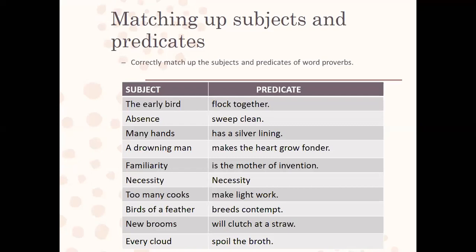Good. Many hands make light work. A drowning man. The fourth one, the drowning man. Look at the predicate second last: will clutch at a straw. Familiarity breeds contempt. Good. Very good. The next one, necessity is the mother of invention. Good. Very good.